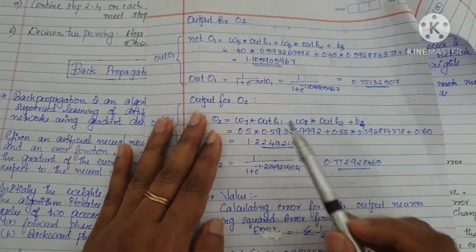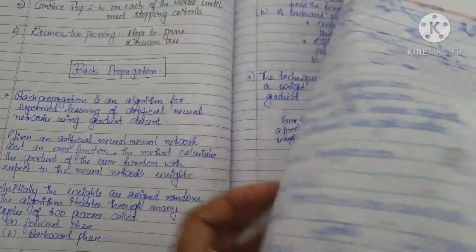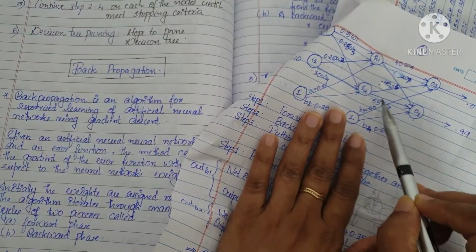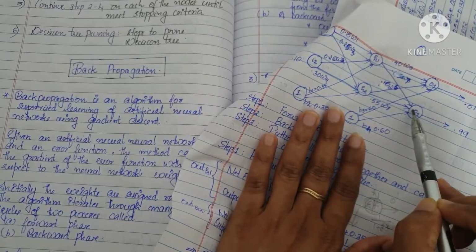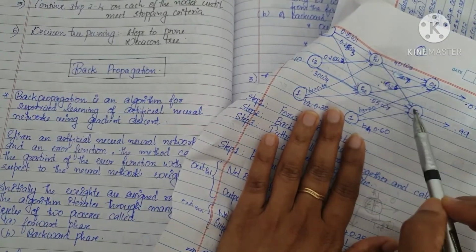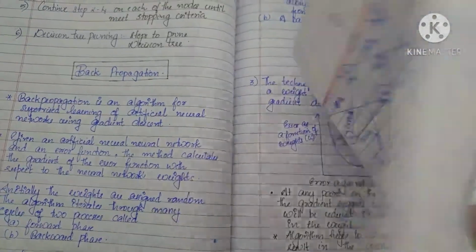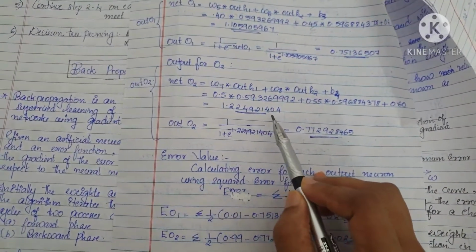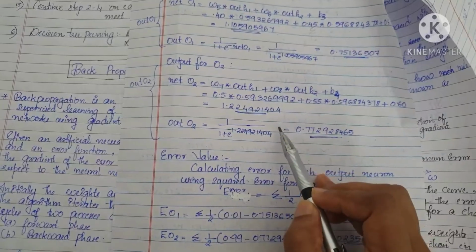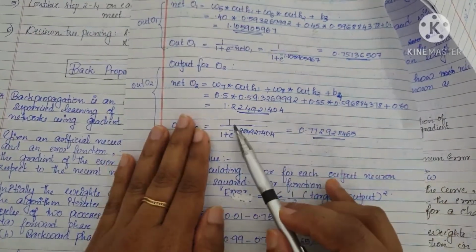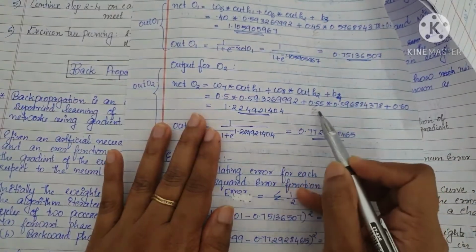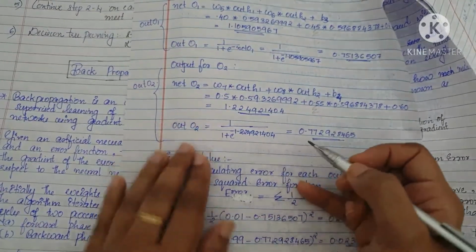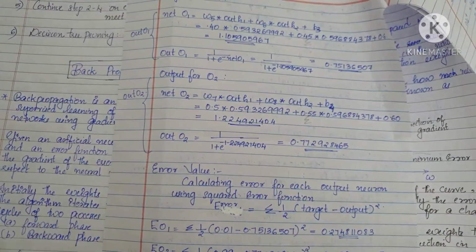Likewise, we have to find out our output for O2. In the case of O2, the same similar steps are followed. See here, that means 0.55 into output of H2 plus 0.5 into output of H1 plus 0.60. When we perform this, we are getting 1.22492140. You can round the value. Then this is our summation part. We have to feed this summation part into the activation function, that is 1 divided by 1 plus e raised to minus x, which is equal to 0.77292.